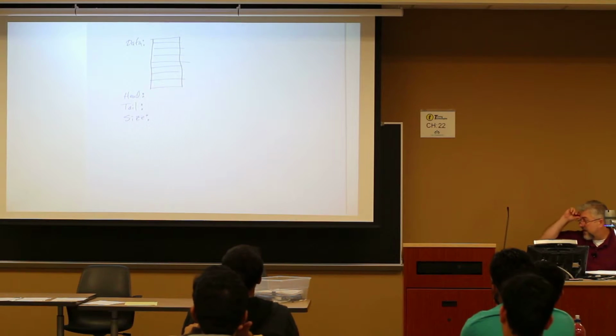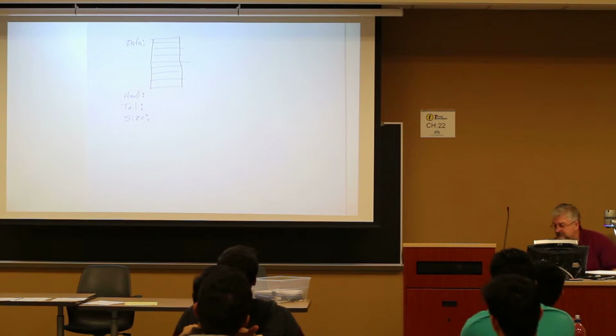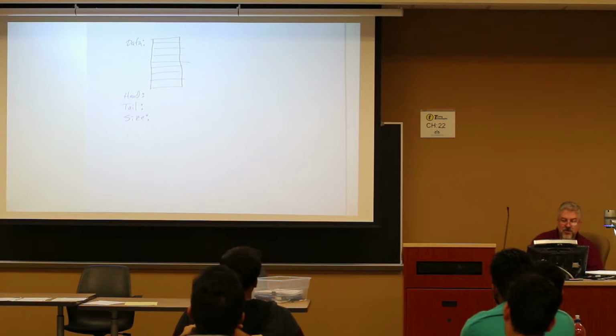So here we have, I may have to draw this up on the screen. Our data, head, tail, and what's the very first thing we do? And I showed the code for that. We zeroed everything out, right?